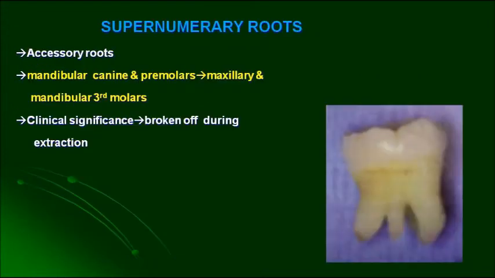Coming on to the next important one, that is supernumerary roots. Here you see an extra root, isn't it? Mostly seen in mandibular canines and premolars, or they can be seen in maxillary and mandibular third molars also. So the most commonly affected teeth are mandibular canines and premolars.